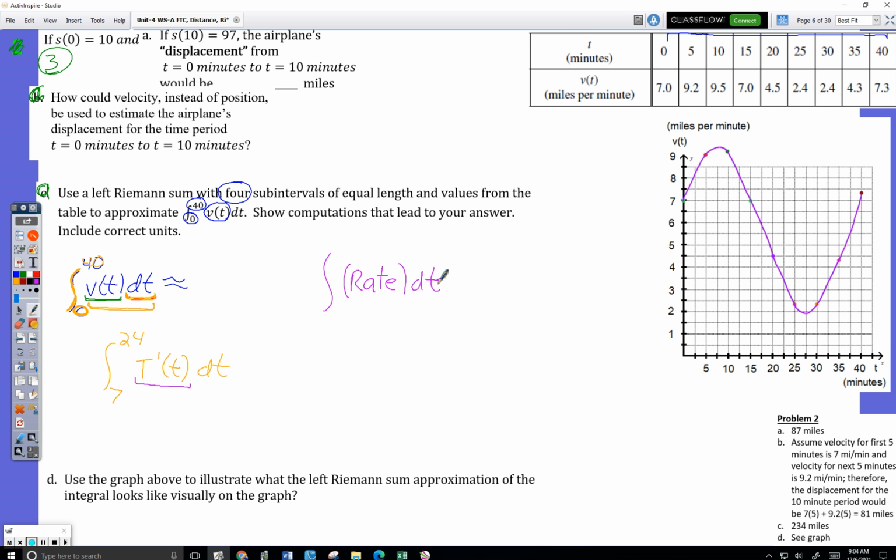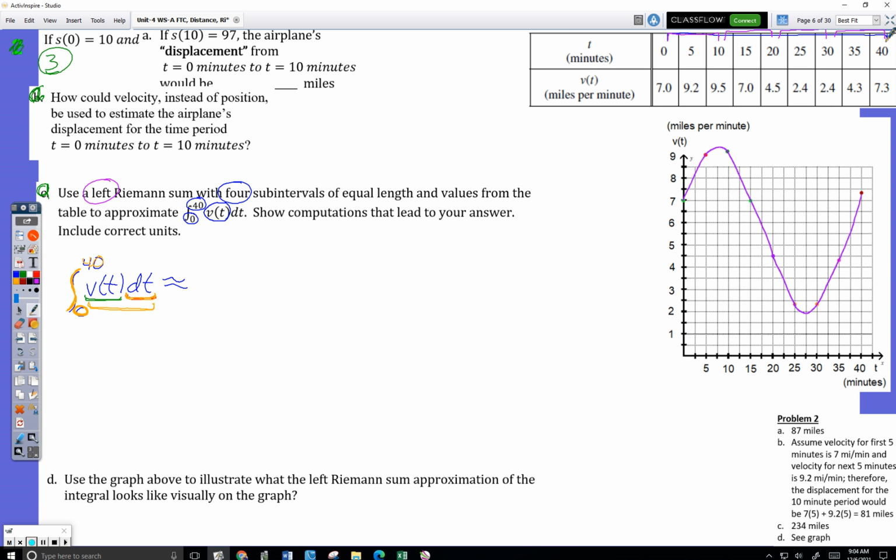So here, right on your paper, you've got this written down already. This other stuff was kind of questions. You've got the approximate sign. Now all you do is do what it says: velocity times duration of time. It says left Riemann sum. That means we go to the table. We've got 4 subintervals of equal length. So here's the first subinterval, here's the second, third, here's the fourth. Okay, 4 subintervals of equal length.